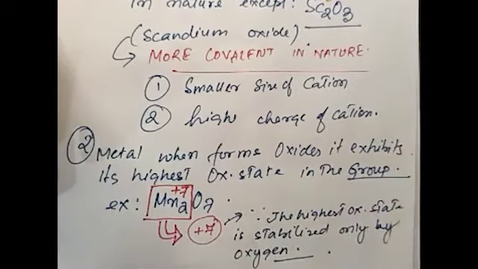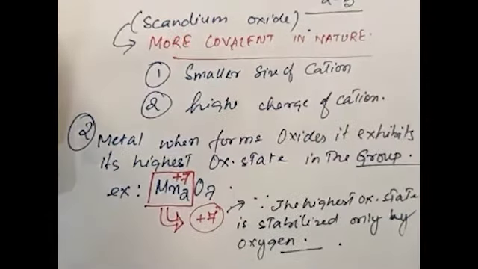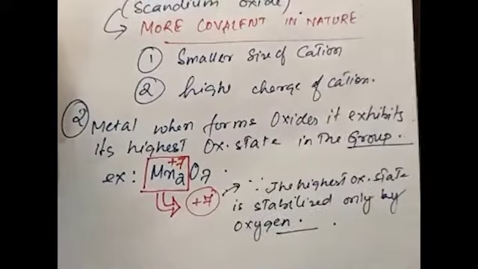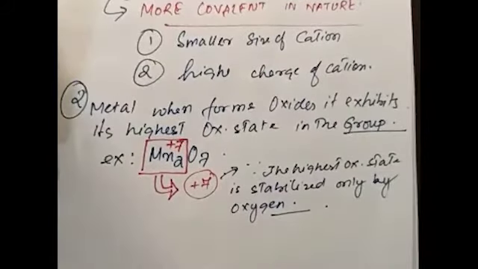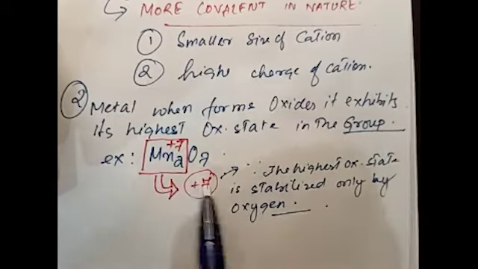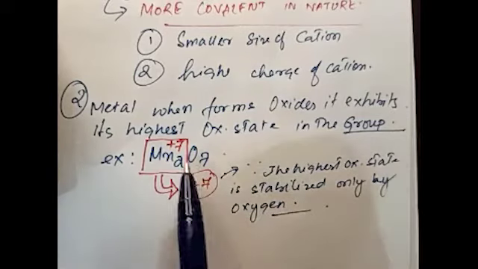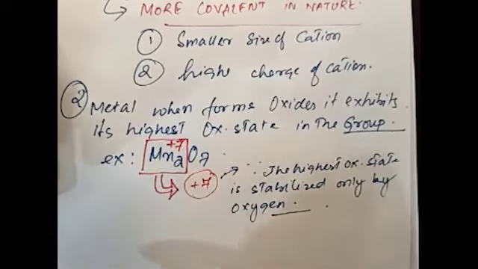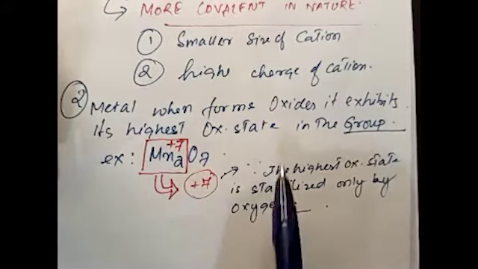Fine. Since the highest oxidation state is stabilized only by oxygen. So this is the example why oxygen can give the highest oxidation state in a particular group. Okay.